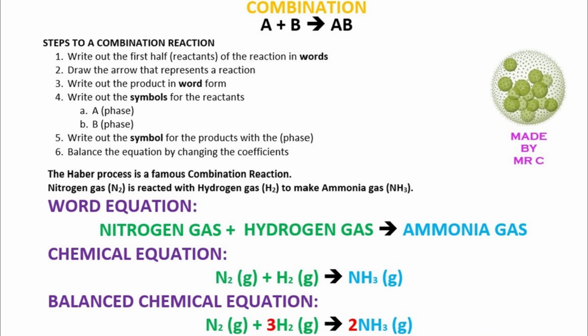Also now we have 2 nitrogens, and nitrogen gas is N2. So everything is now balanced. We've got the same number of nitrogens and hydrogens in the reactants and the products.